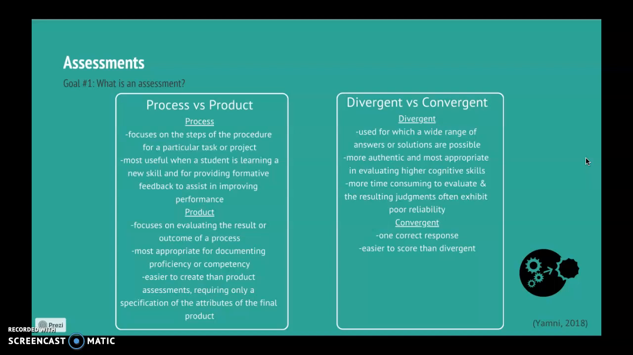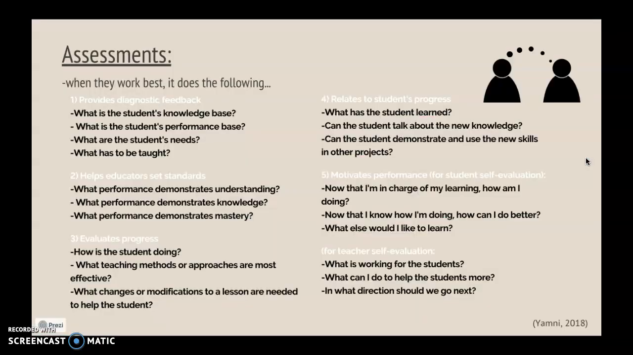That makes sense, hopefully. Then we have divergent and convergent. Divergent assessment is used when there's a wide range of answers or solutions that are possible, more authentic. It does take longer to grade, just to evaluate that, whereas convergent has one correct response, and it's easy to score.